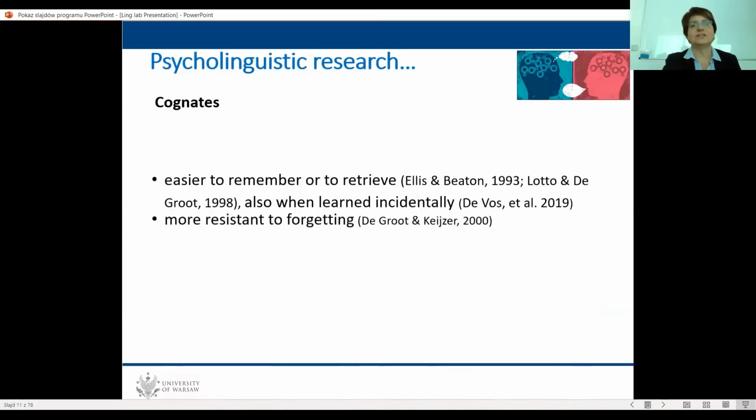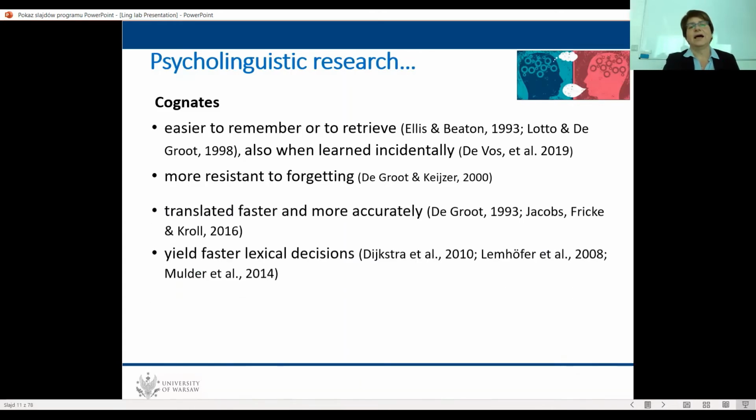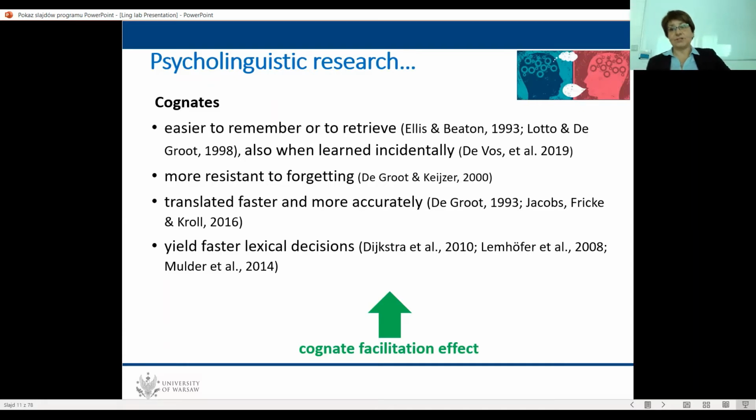So in psycholinguistics, cognates have a lot of advantages. Okay, they will be remembered better, they will be learned better incidentally, they are more resistant to forgetting, they will be translated faster and more accurately, they will yield faster lexical decisions. So if you have to click a button deciding if what you see is a word or not a word in a certain language, you will do it faster for cognates than for the other non-cognate words. Okay, so generally something which is called the cognate facilitation effect. Okay, and it has been shown in a lot of research on second language acquisition and second language processing.